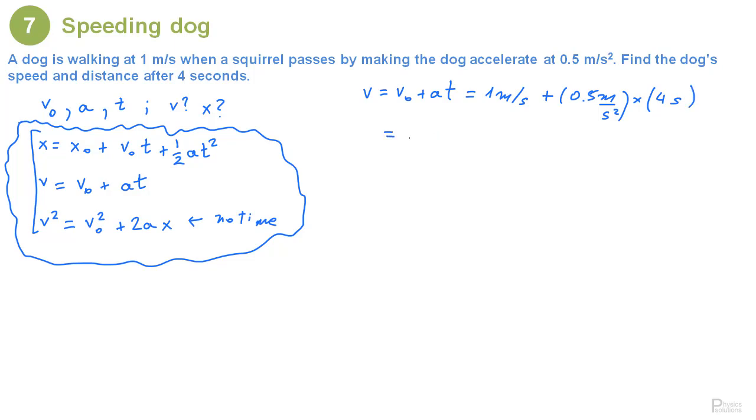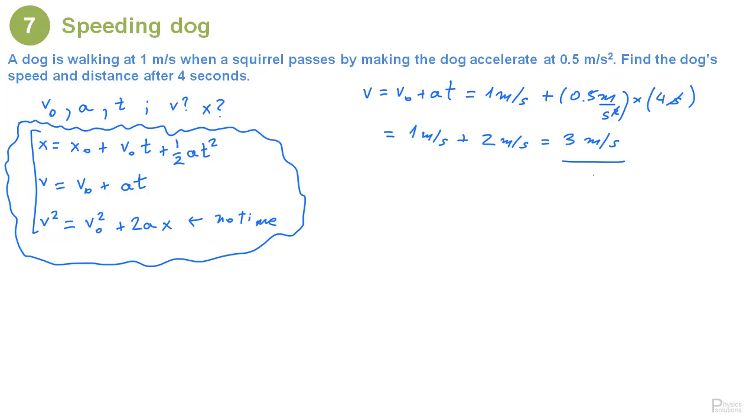So here we simplify a few things. This is 1 meter per second plus 0.5 times 4, that is just 2. And notice that one of these squares will cancel this second. So this second here will cancel the square, and we have just meters per second. And we can do this directly. We don't need the calculator. This is just 3 meters per second. So this is the speed of the dog after 4 seconds with that acceleration. So it's as simple as that. That is the formula we have to use.